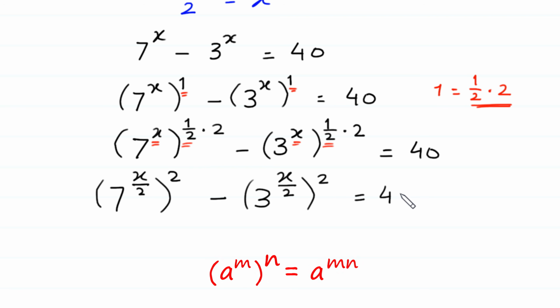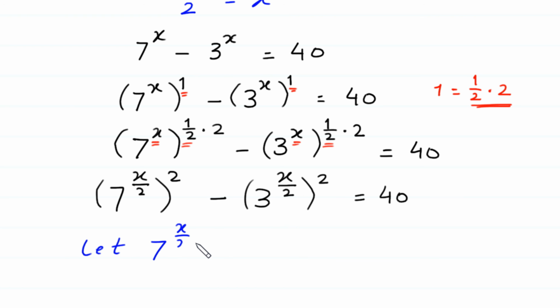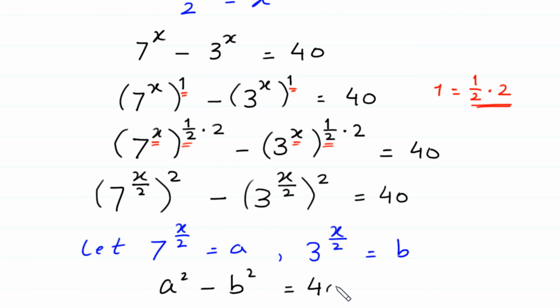is equal to 40. Next, we suppose that this 7 to the power x over 2 is equal to a and this 3 to the power x over 2 is equal to b. Let 7 to the power x over 2 is equal to a and 3 to the power x over 2 is equal to b, and we substitute these values in this equation, then this equation becomes a square minus b square is equal to 40.